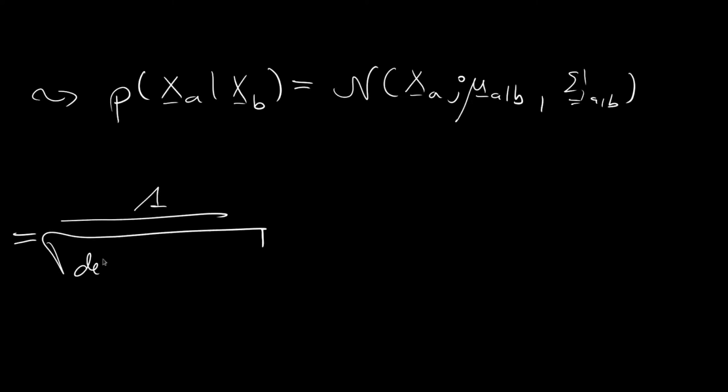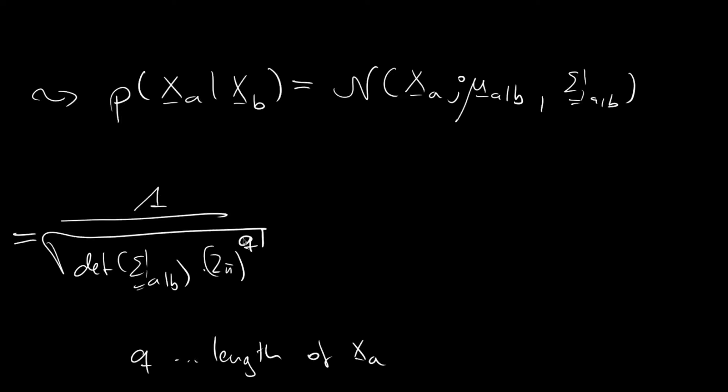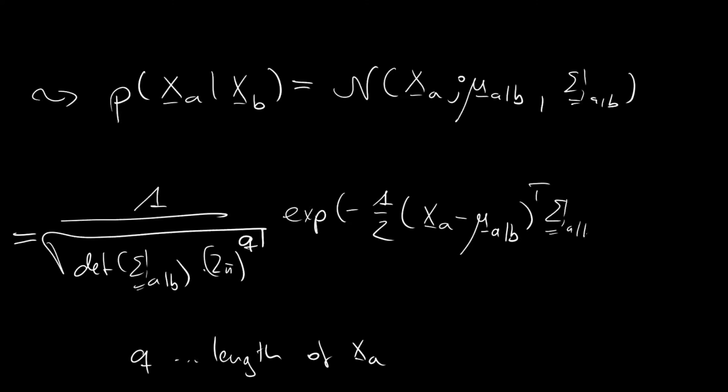because then we can again write down this distribution explicitly, which will then be 1 over the square root of the determinant of sigma A given B times 2 pi raised to, I will call it q, and q is the length of xa. So q is the length of xa, and in our case it was 3, because we reduced the dimensionality. And then we have the exponential of minus 1/2 of xa minus mu A given B transpose times sigma A given B inverse times xa minus mu A given B, closing brackets, and this is the conditional that we found.